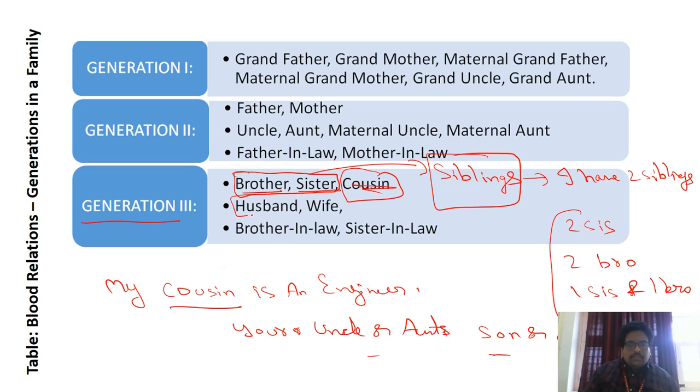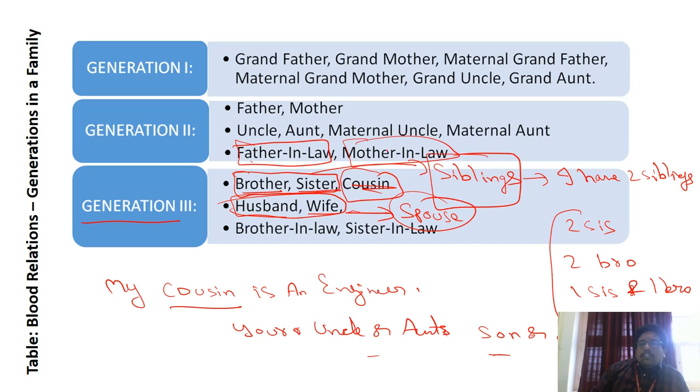Now next, husband and wife. Once you get married to a particular person, if you are a female, you will have a husband, and if you are a male, you will have a wife. Again, the common gender non-specific term is spouse. As we have already discussed, spouse's father is father-in-law, spouse's mother is mother-in-law. That's it. So here, if you see the last one in generation 3, we have something called brother-in-law and sister-in-law.